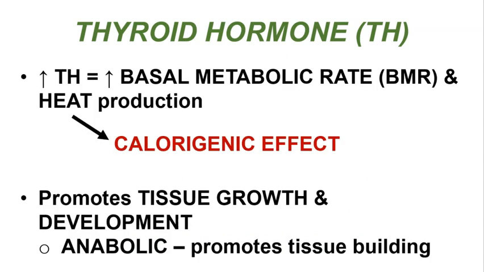Since thyroid hormone is the body's major metabolic hormone, it makes sense that increases in thyroid hormone will lead to increases in basal metabolic rate as well as heat production. The increase in heat production is referred to as the calorogenic effect, and the heat itself comes from the mitochondria, which increase their use of oxygen and glucose to make ATP energy. Thyroid hormone also has tissue growth and strong developmental effects, making it an anabolic hormone because it promotes tissue building.